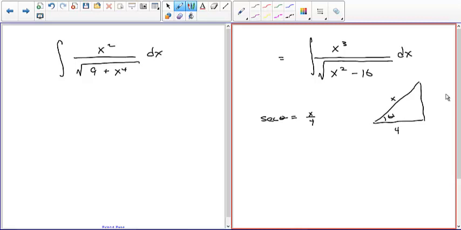That's another reason I like trig substitution, because it requires you to use a lot of what you learned in pre-calculus. Trig substitutions. What else did we use? Just trigonometry in general. Pythagorean theorem.